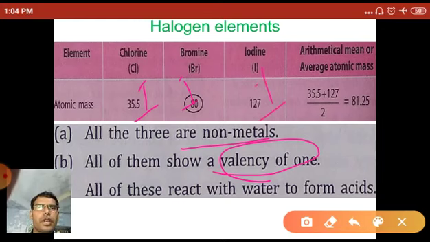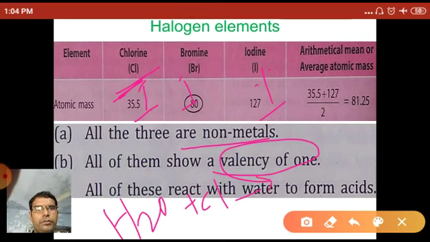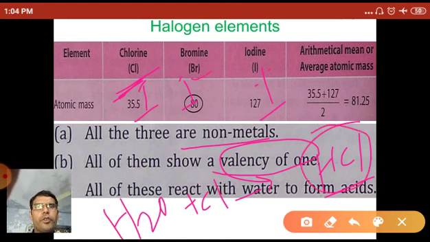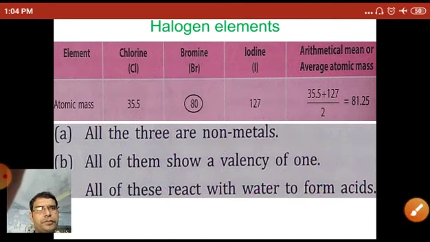And when they react with water, they form acids. For example, when chlorine reacts with water, H2O plus chlorine, they form HCl. HCl is an acid. Bromine also reacts with water and forms HBr. Iodine also reacts with water and forms HI. All these, HCl, HI and HBr, are acids. So the properties of these elements are similar to each other.